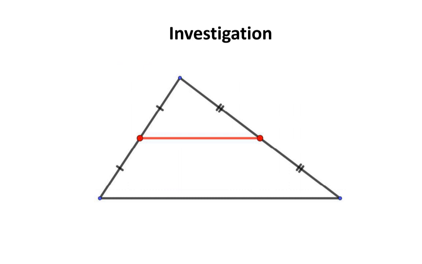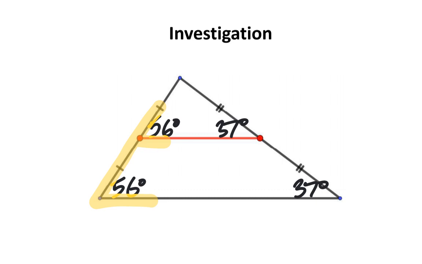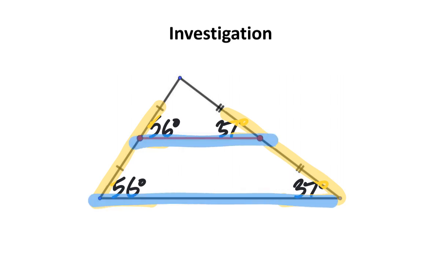Take another look at our diagram. Is there a relationship among the angles? Well, it turns out this is 56 degrees. This is also 56 degrees. This is 37 degrees, while this is also 37 degrees. If you recall, this forms an F pattern. This also forms another F pattern. So is it possible that these two lines are parallel?